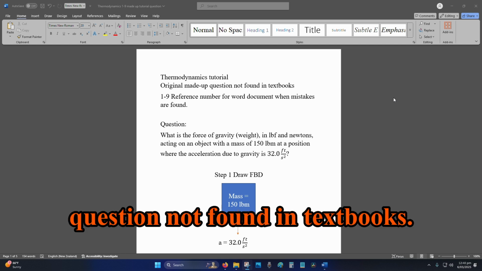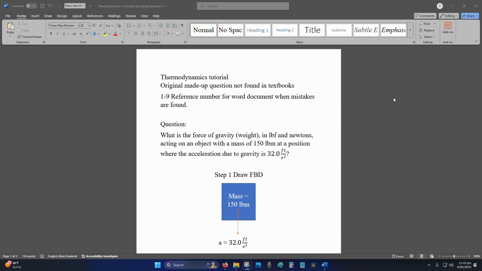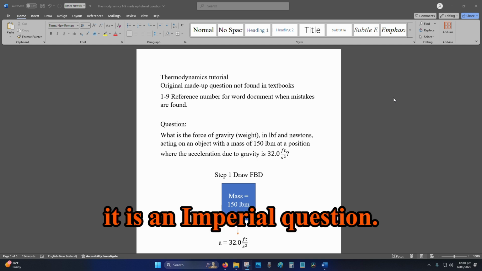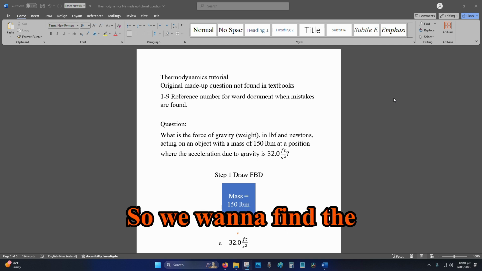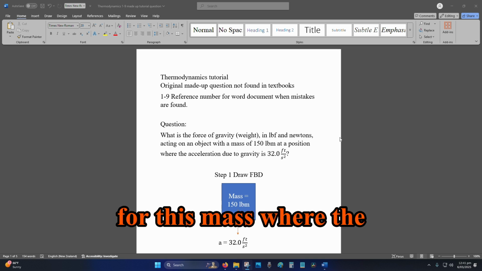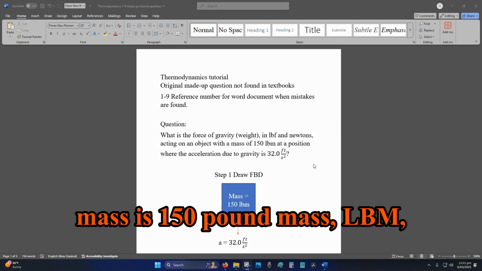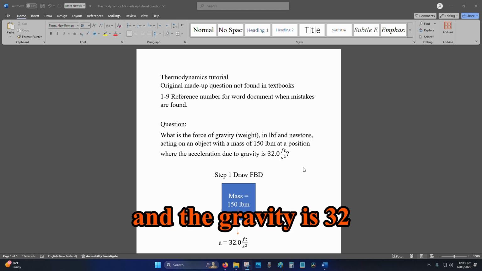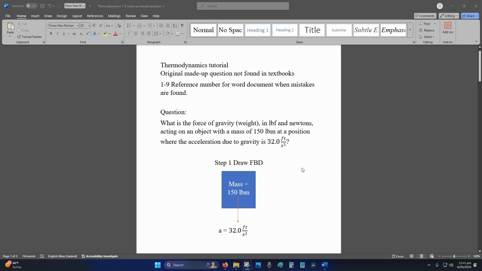This is a made-up question not found in textbooks. This is an English question. It is an imperial question. So we want to find the weight, or the force of gravity, for this mass, where the mass is 150 pound mass (lbm) and the gravity is 32 feet per second squared.